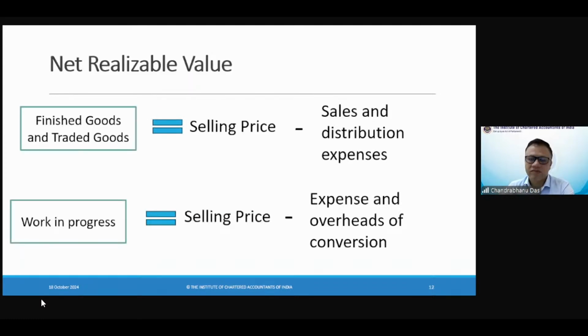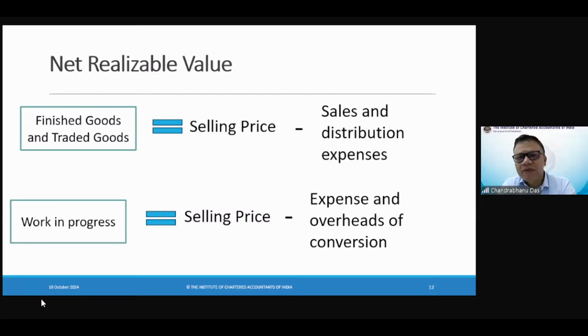Yes, Sohana. Sir, what do overheads of conversion mean? See, suppose you have 5,000 supervisors. These are overheads. Out of the 5,000 supervisors, 500 are involved in monitoring this work in process, the conversion of raw material to work in process. So the salary of those 500 will be included in the expense of conversion. Correct?